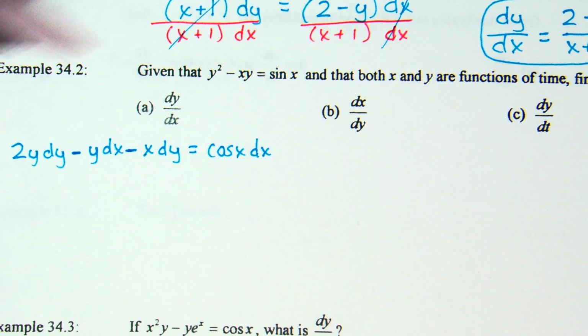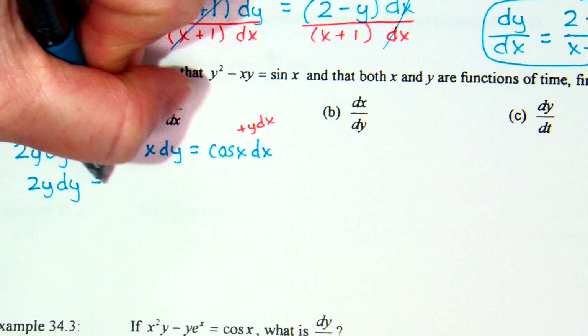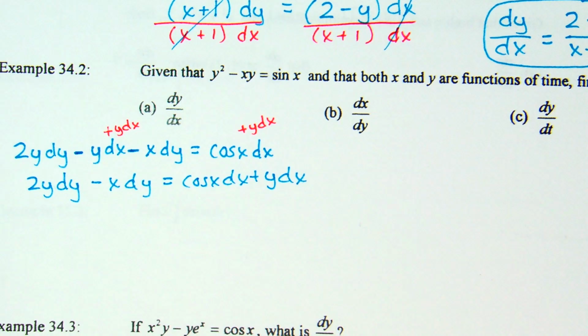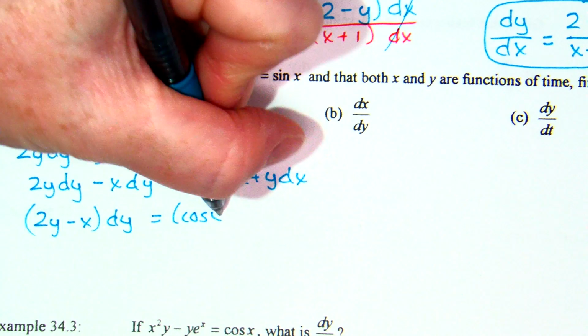So now I still have 2y dy minus x dy. On the right, cosine x dx plus y dx. What's my next step? Yeah. Factor out that dx or dy. So on the left, I'm going to have 2y minus x times dy. On the right, cosine x plus y all times dx.